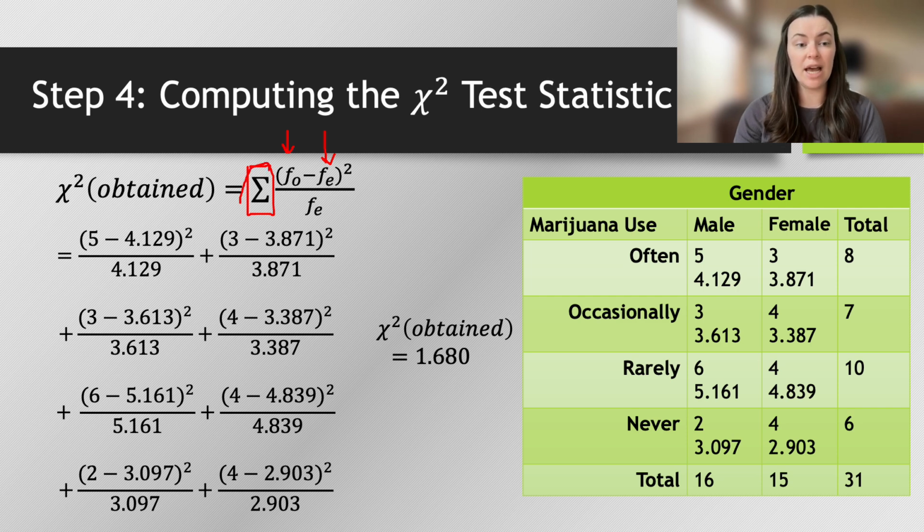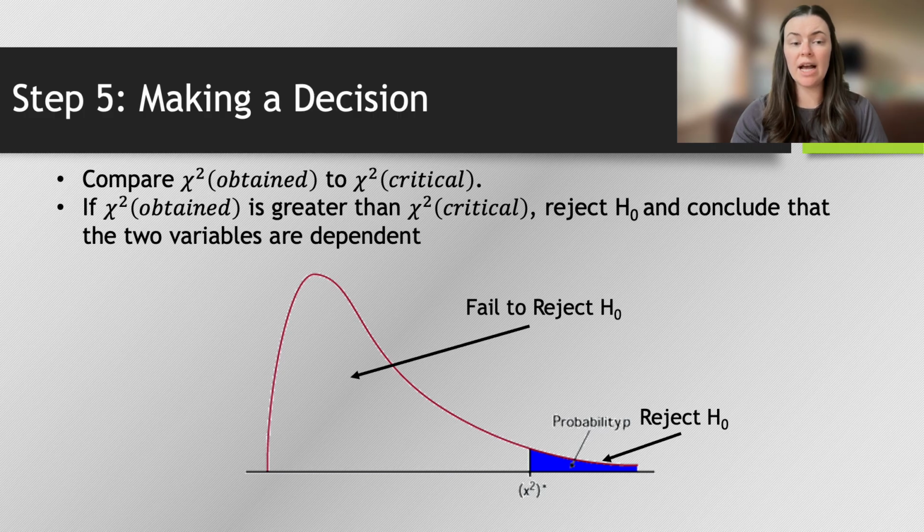Where we get our sigma sign from is that we have to add all of those values together once we determine them. What you'll see here on the left-hand side is me simply working through the math of each of these individual calculations for each cell. Once we take all of those values and add them together, you should get a final chi-square obtained value of 1.680. Once we compute our chi-square obtained value, we can then compare that to our chi-square critical value, which is what we determine in step 3.